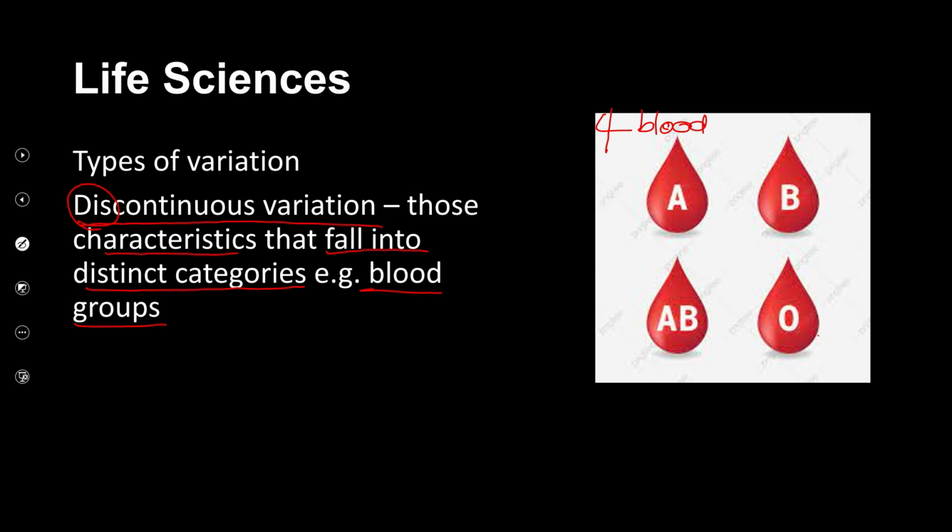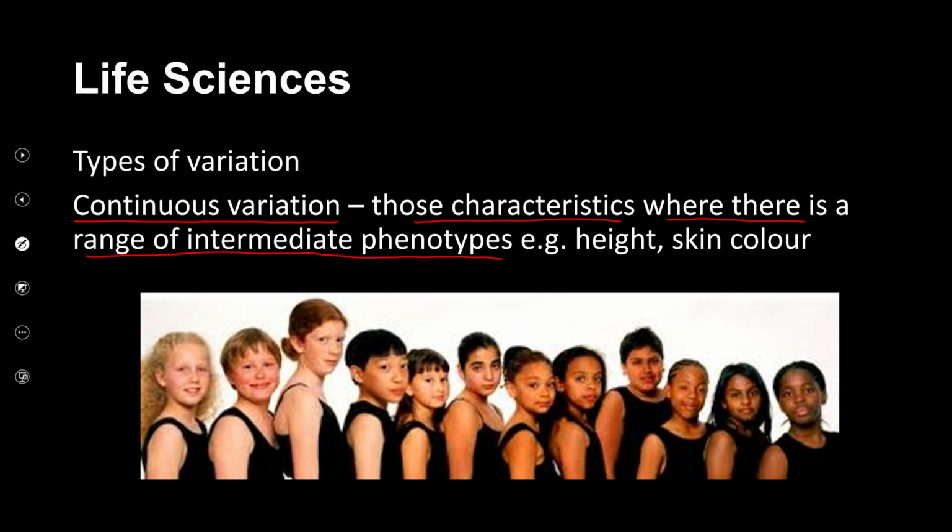All right, let's go back and make sure we understand the difference between continuous and discontinuous variation. Continuous variation, we said, is those characteristics where there's a range of intermediate phenotypes, so there's a continuation. If you have a look at height here, you can see these girls. Some of them are very short, and then there's one that might be a little bit taller, and they get taller and taller. Or even the color of their hair: we might have very light hair, and it gets darker as the continuum moves along. That doesn't put them into specific categories.